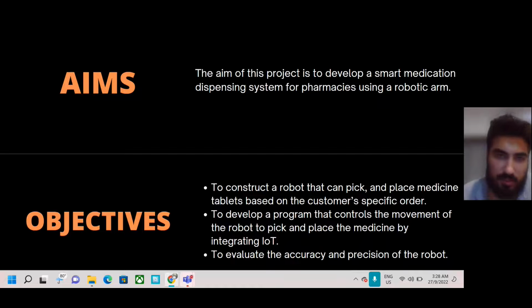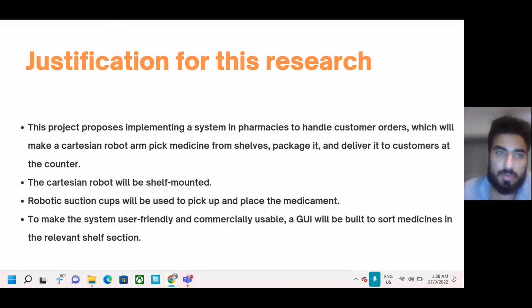Over here, this is my aim and objectives. Going to the justification of this research, I'm building this robotic system to help pharmacists and pharmacies to dispense medicine rapidly and also to increase the accuracy and reach an accuracy of 100%, since dispensing a wrong medicine can cause a huge fatal error to people. It will also help the patients to have more time with the pharmacists, and they will not need to go and bring the medicine from the shelf. The medicine will be brought to them by the robots.